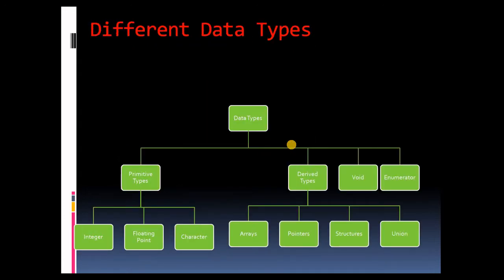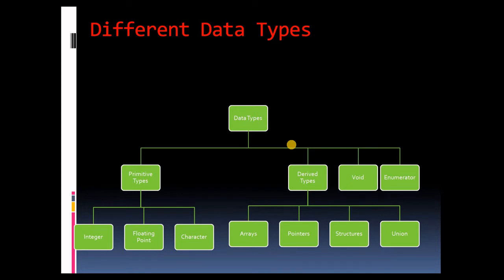So these are the different data types that are present in C language. There are four types: primitive type, derived type, void, and enumerator. Under primitive data types, we have integer, floating point, and character. We also have arrays, pointers, structures, and unions, which we're going to discuss in the upcoming sessions. However, now I'm restricted to explaining primitive data types, which are integer, floating point, and characters. So let's get started with integer.